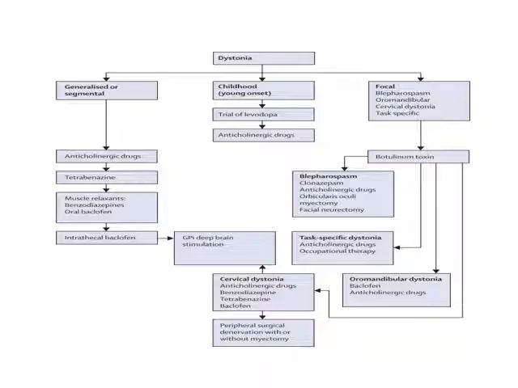So in focal dystonia, there are certain groups of muscles affected, so we can use this botulinum toxin. We inject it in the muscle. It causes relaxation of this muscle or block of neurotransmission, so the muscle relaxes. Okay, we can use it in these types: blepharospasm, oromandibular dystonia, cervical dystonia, and task-specific dystonia.